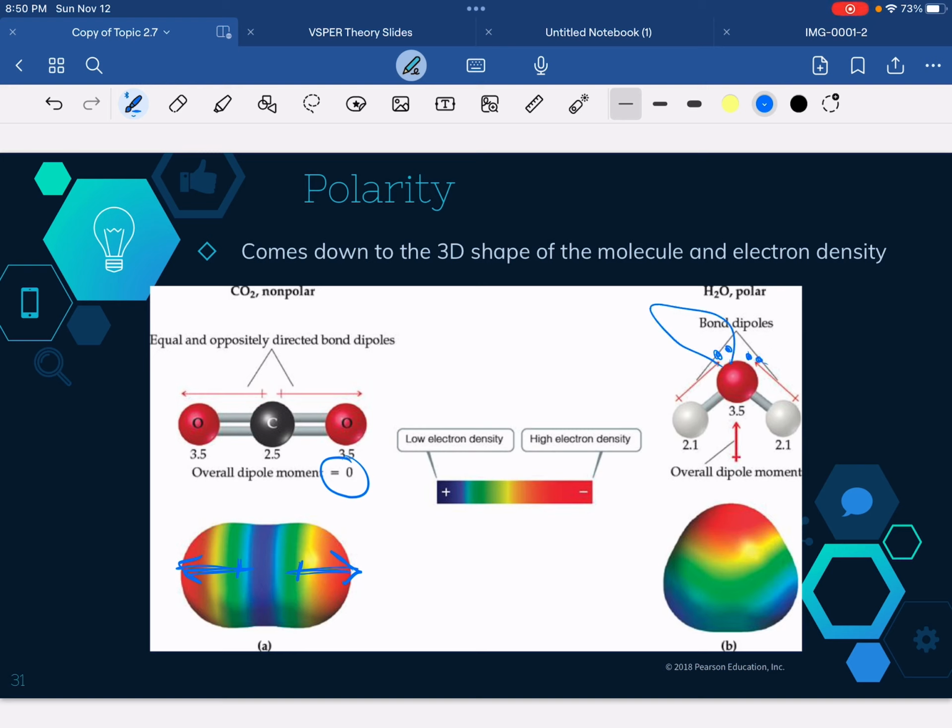If we look at something like water, water has two lone pairs up at the top. We know those lone pairs require a lot of space, which squeezes the angle. We know that we have a dipole still towards the oxygen, but the shape does not cancel those dipoles out, so we have an overall dipole moment.